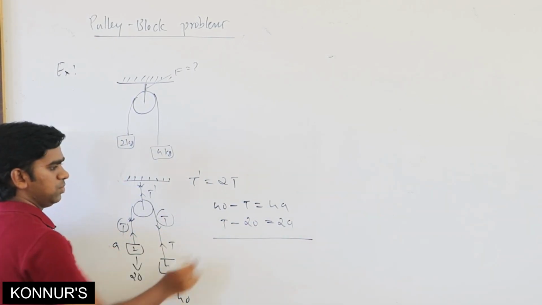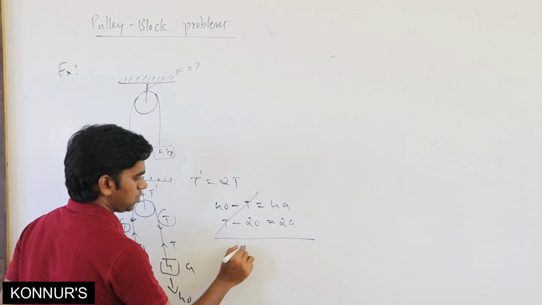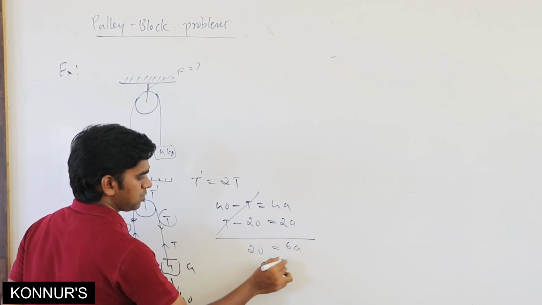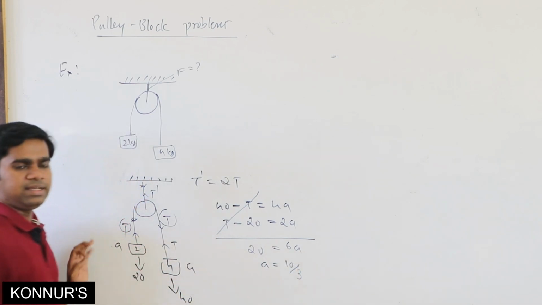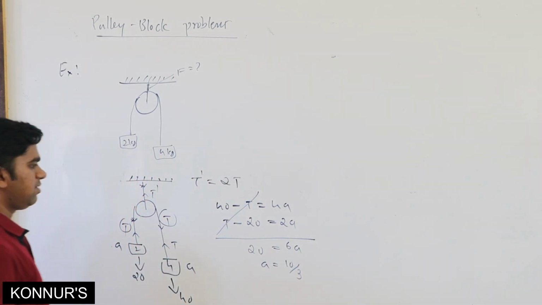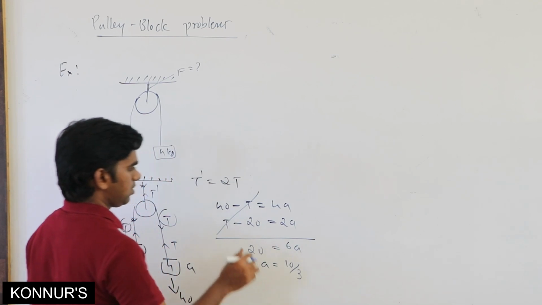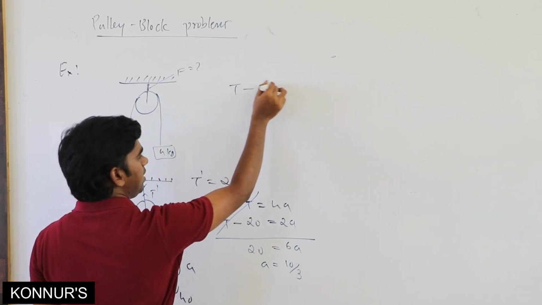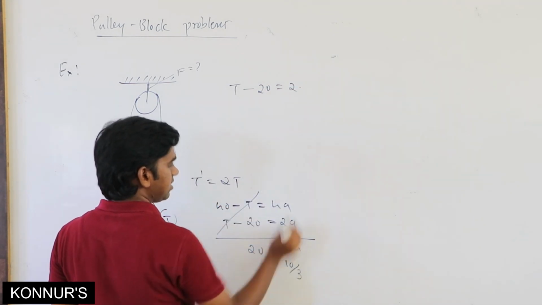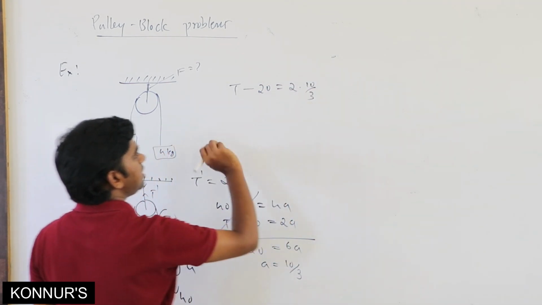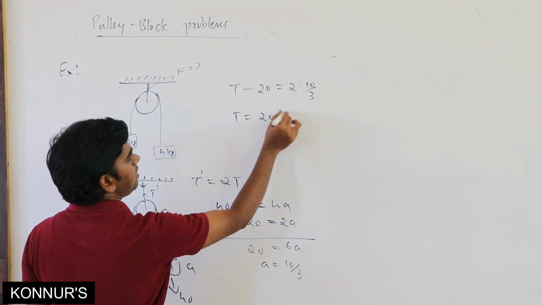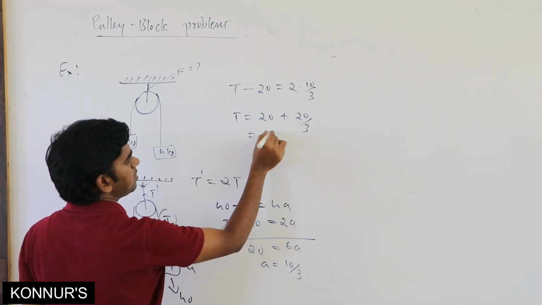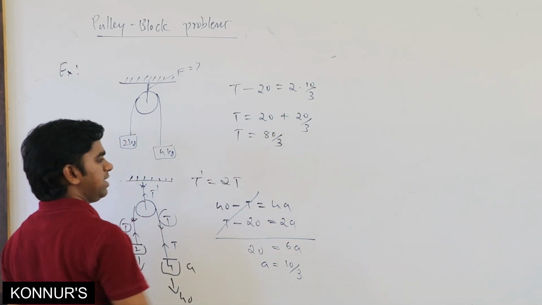If I solve these two, this T will get cancelled. So it will become 20 equals 6A. So A equals what? 10 by 3. If you got the acceleration, you can find the tension. Tension is what? T minus 20 equals 2 into acceleration. Acceleration is 10 by 3. So T equals 20 plus 20 by 3. That is 60 plus 20 by 3, so 80 by 3 is the tension.